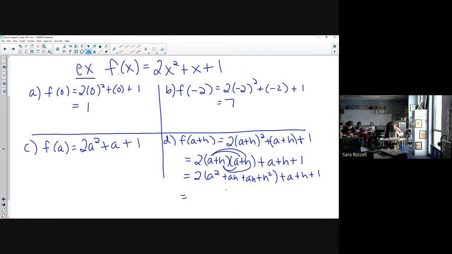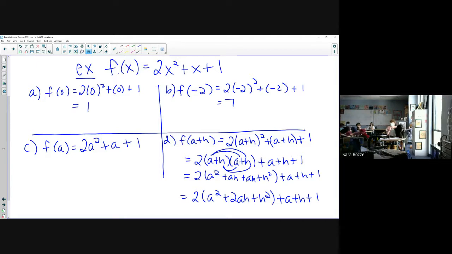No, wait, we need to combine these two, don't we? How many a h's are there in the middle? You might want to, if you have a highlighter, highlight what you have in parentheses. For a lot of these problems, you're going to have to square a plus h. So instead of going through all of these steps, it's always going to be a squared plus 2a h plus h squared. Go from here to here. If you want to skip from there to there, that's okay with me.